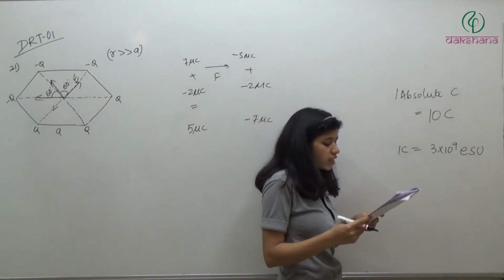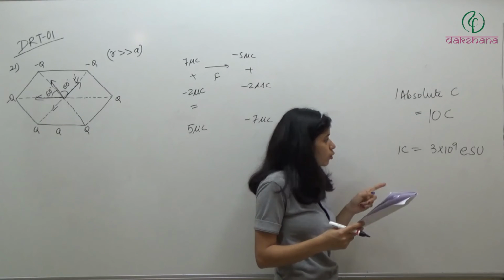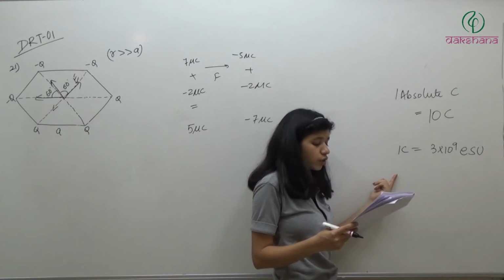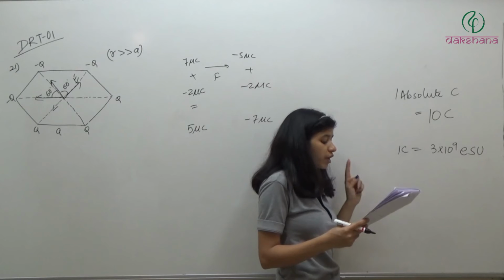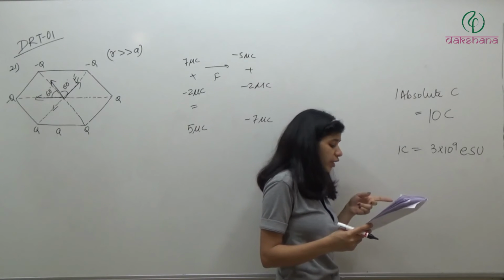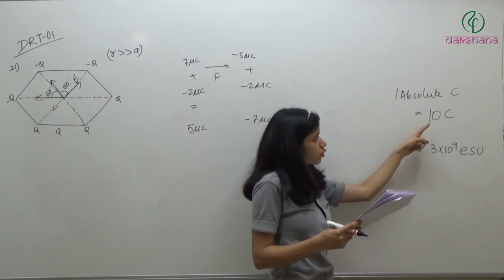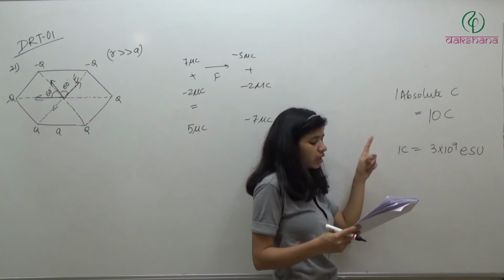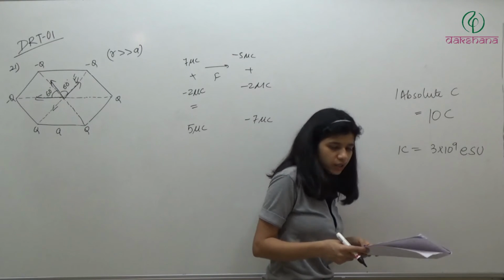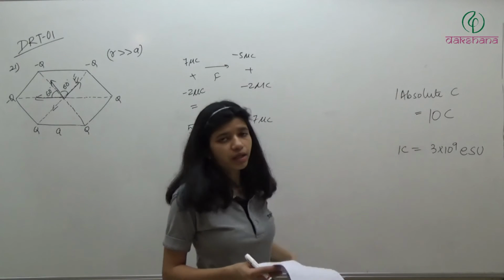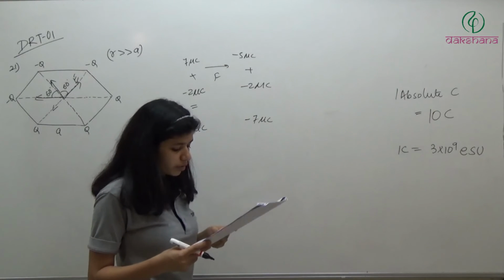So first, 1 coulomb is equal to 10 absolute coulomb, that is wrong. 1 electrostatic unit is equal to 3 into 10 to the power 9 coulomb, wrong. 1 absolute coulomb is equal to 1 electrostatic unit, wrong. 1 coulomb is equal to 1 by 10 absolute coulomb. So this is correct. 1 coulomb is equal to 1 by 10 absolute coulomb.